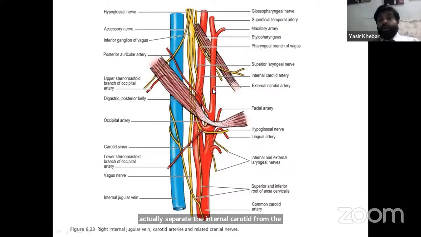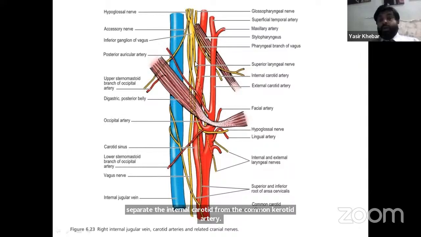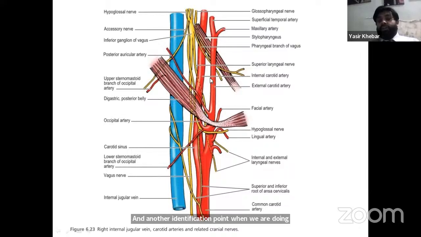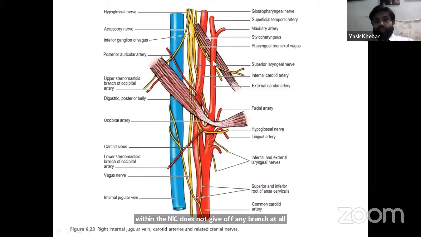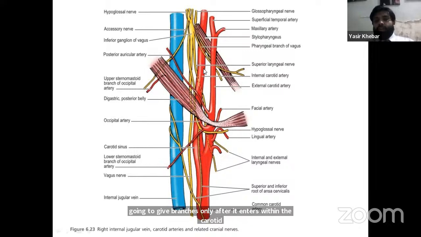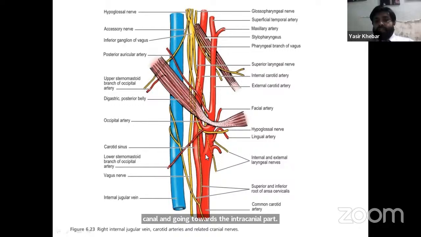And another identification point when we are doing dissections in this region within the neck is that the internal carotid does not give off any branch at all. So it is the branchless artery within the neck. It is going to give branches only after it enters the carotid canal and goes towards the intracranial part. However, the external carotid artery has various branches coming off. You can see here that there are branches coming off the external carotid artery, as we will discuss later on.